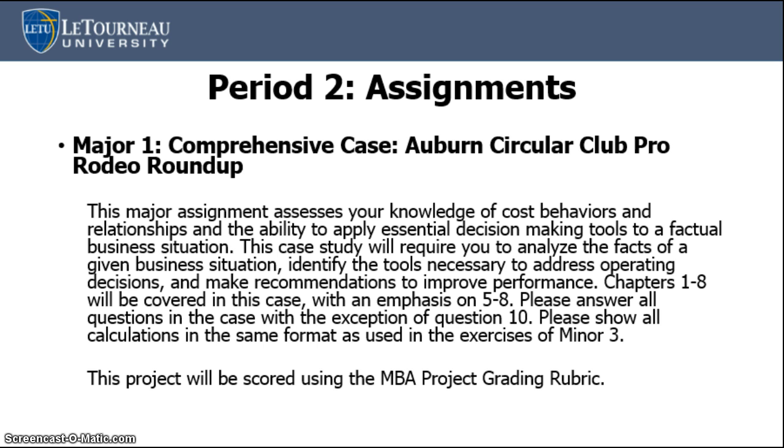Major 1 is a comprehensive case study that will challenge your knowledge of the concept, tools, and techniques introduced in the first 8 chapters of the Management Accounting text, with an emphasis on chapters 5 through 8. The case study will require you to analyze the facts of a given business situation, identify the tools necessary to address operating decisions, and to make recommendations to improve performance. The problems in the case require the straightforward application of the tools and techniques learned in the chapters. There are no trick questions built into this case. Please show all of your calculations in the same format used in the exercises in Minor 3.